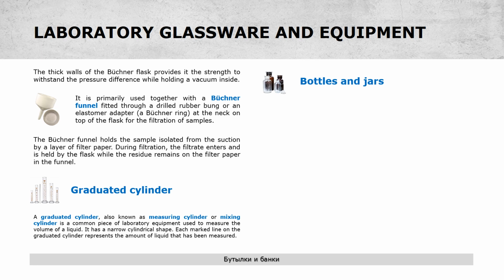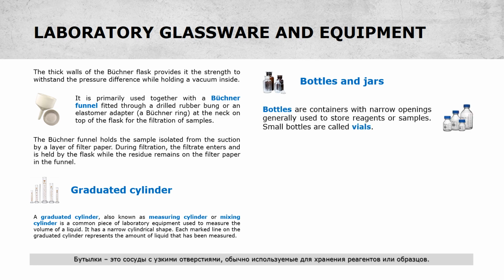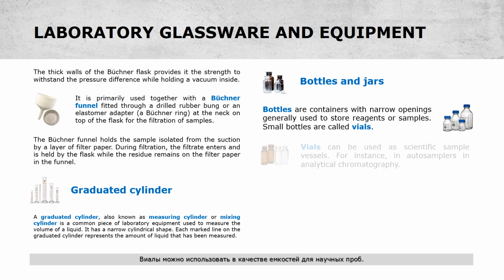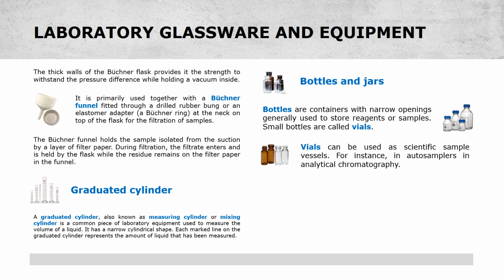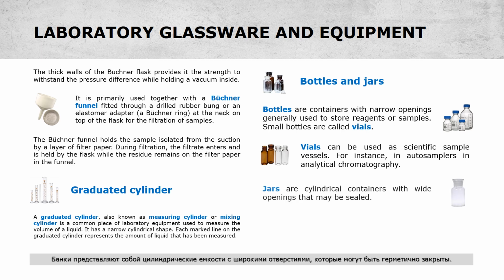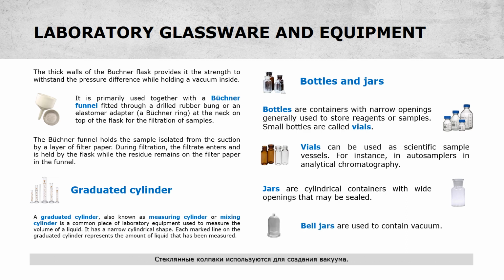Bottles and jars. Bottles are containers with narrow openings generally used to store reagents or samples. Small bottles are called vials. Vials can be used as scientific sample vessels, for instance, in auto-samplers in analytical chromatography. Jars are cylindrical containers with wide openings that may be sealed. Bell jars are used to contain vacuum.